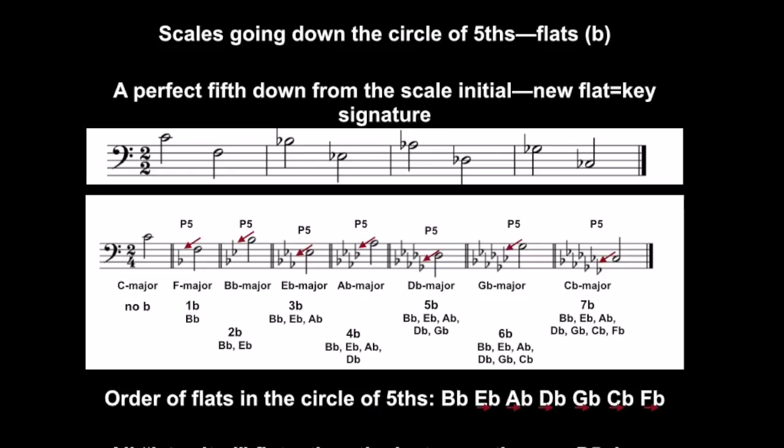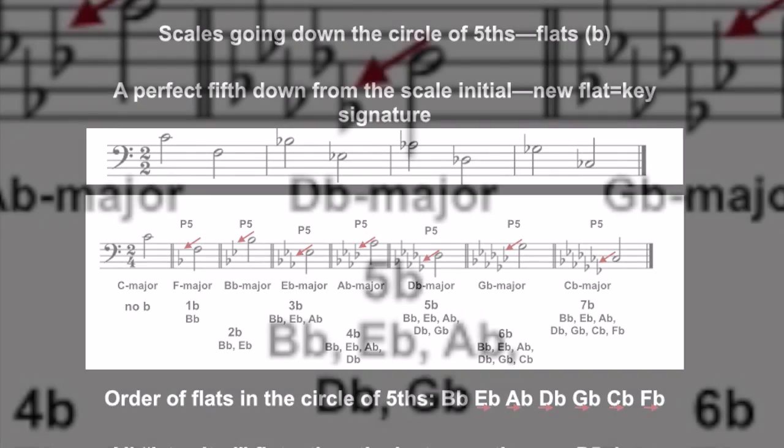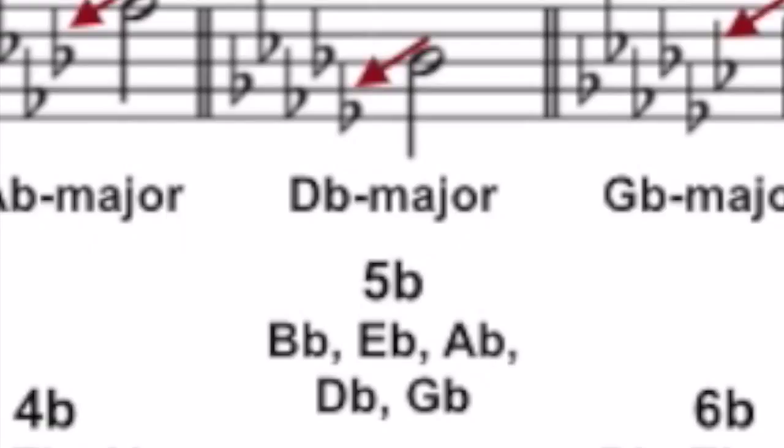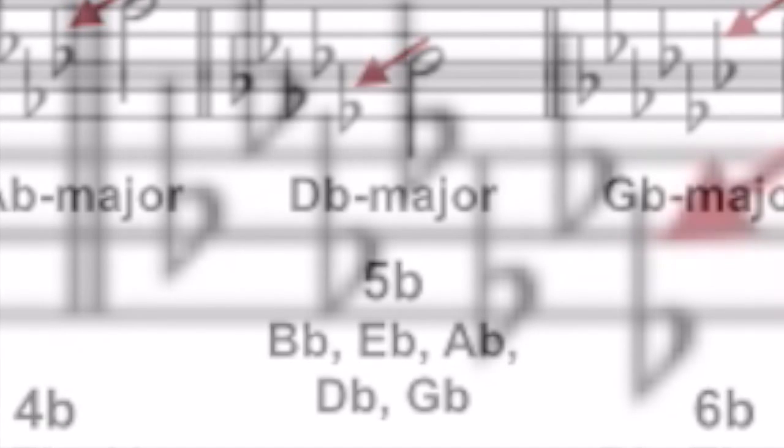Let's move further to D flat major, for example. It will have all 4 flats inherited from previous scales, plus the new one, a fifth down from D flat, which is G flat. The key signature for D flat major would be then B flat, E flat, A flat, D flat, and G flat. Again, the principle is the same with all scales with flats. The order of flats is B flat, E flat, A flat, D flat, G flat, C flat, and F flat. And this is how you import them in your key signature.